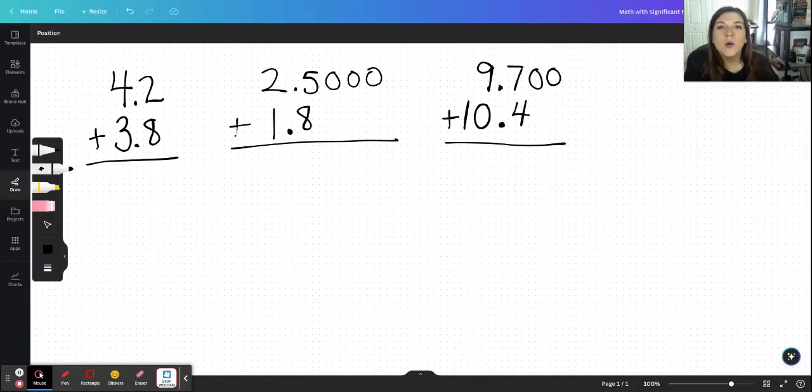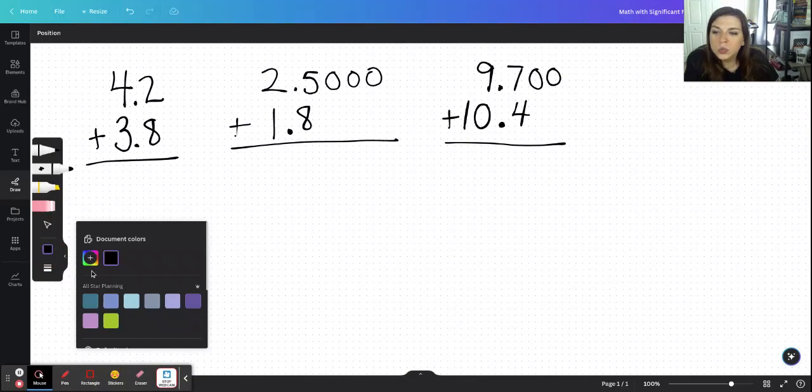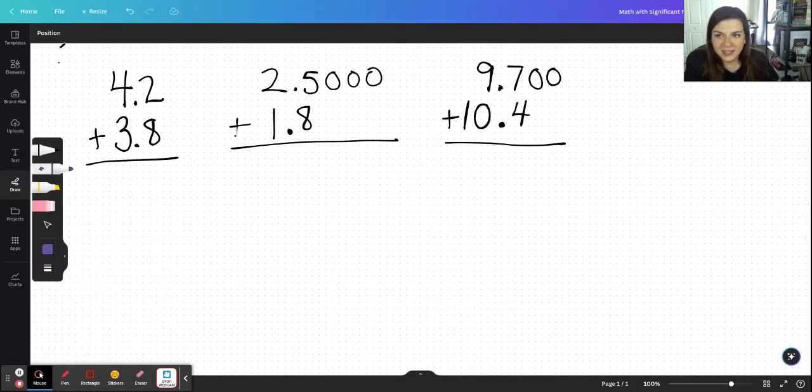Welcome to this video on math with significant figures. We are going to add some numbers together. So when it comes to adding and maintaining the number of significant figures, the idea is that we don't want our measurements to come out looking more precise than they originally were once they are manipulated.